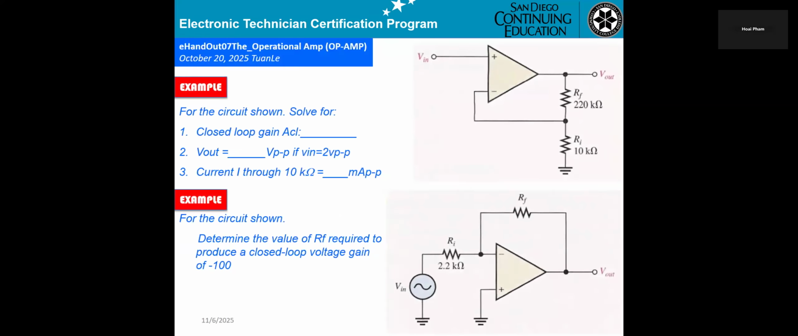Okay, now next one, that's it. That's an example for non-inverting, and for inverting, you can try to see if you can get through that.